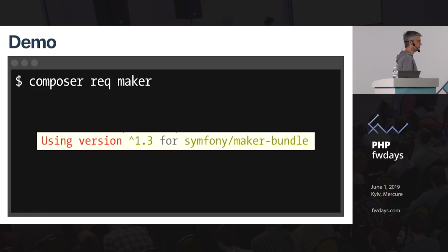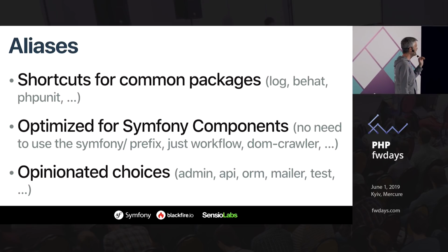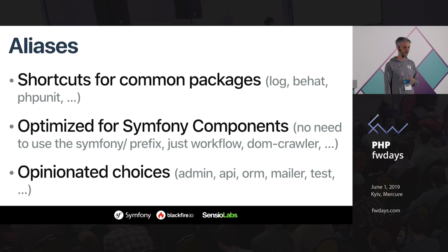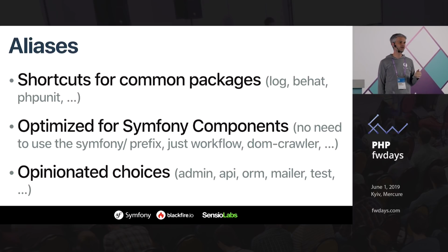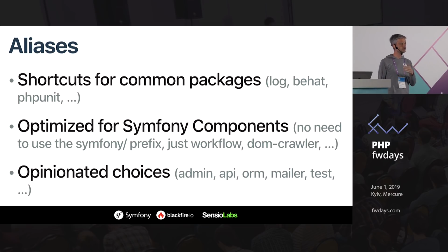So we have a bunch of them. It makes your life easier. So you can say just composer require behat or phpunit. That works. It installs the right thing. It's also optimized for Symfony, which means that you never have to add symfony/something. So you can say composer require workflow or require console or whatever.